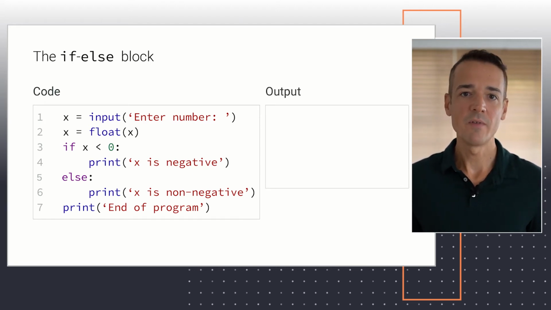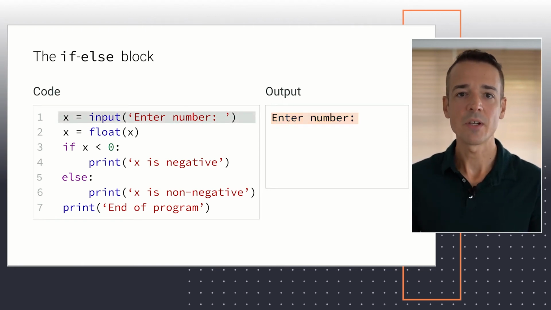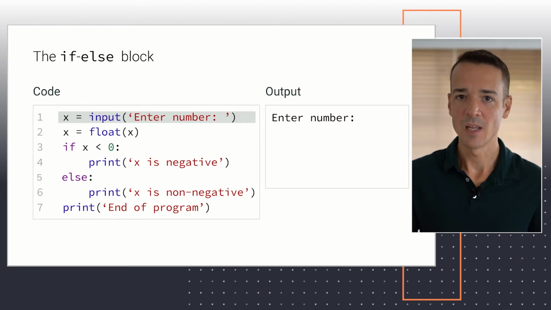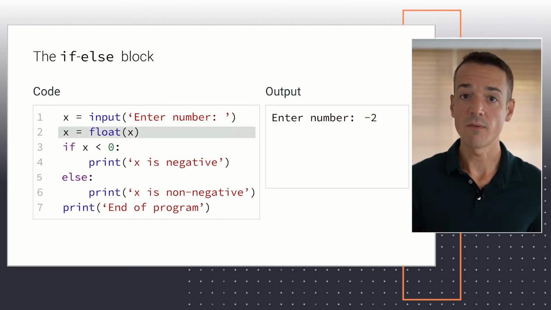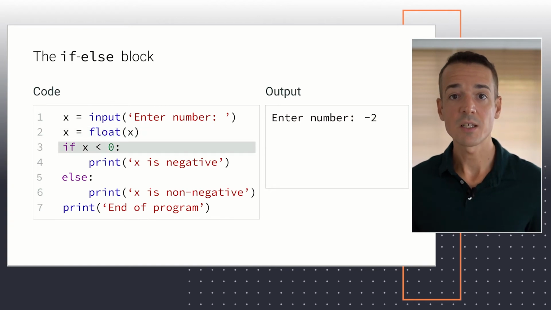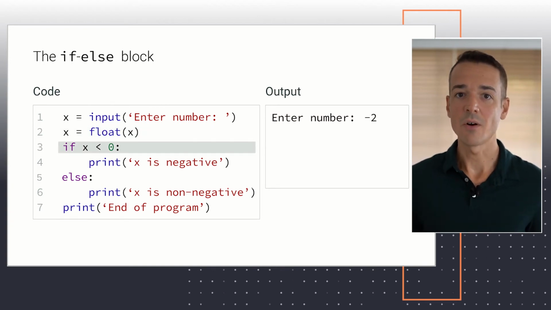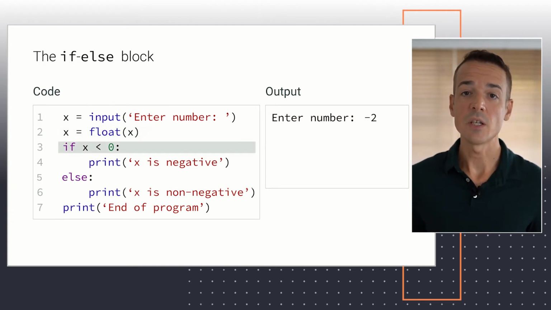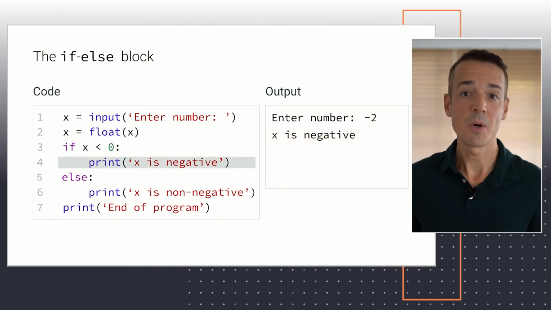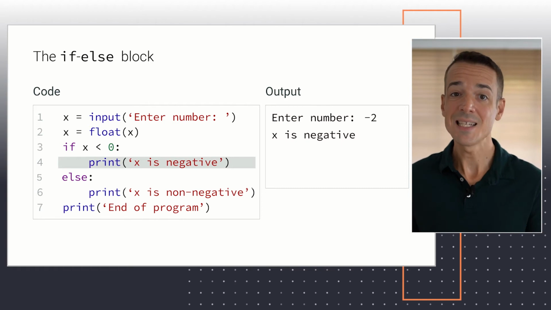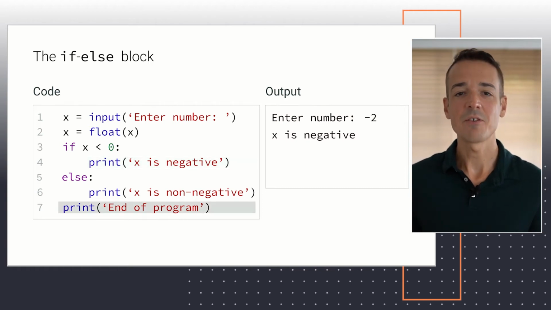Running this program involves the following actions. Line 1 prints enter number and reads the user's input. Let's assume the user enters -2. Line 2 converts it into a float. Line 3 checks whether x is less than 0, which it is, and the program continues with line 4, where it prints a message. Then the else part in lines 5 and 6 is skipped altogether, and the final message is printed in line 7.